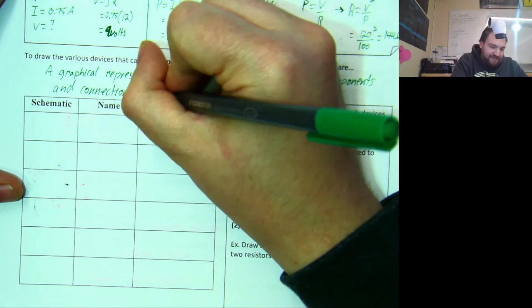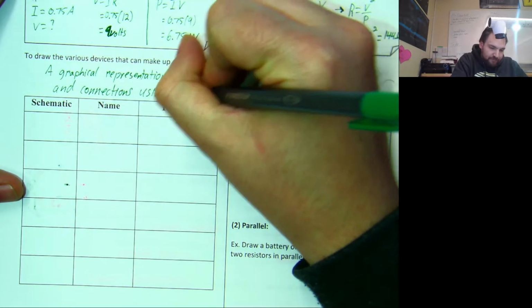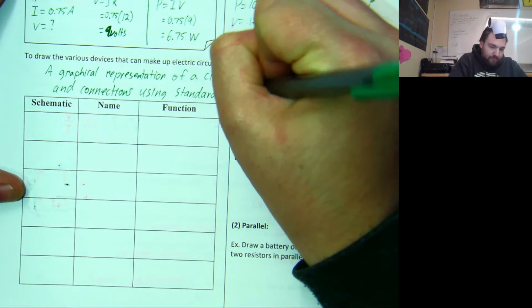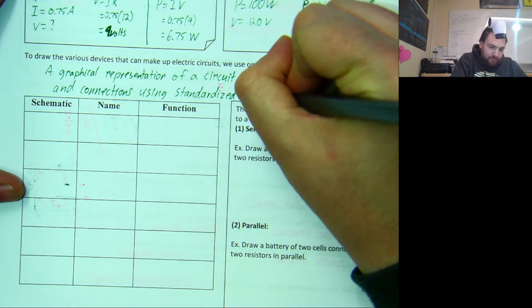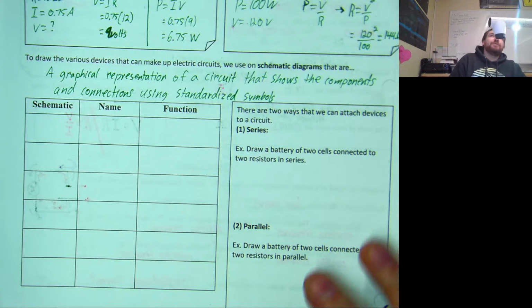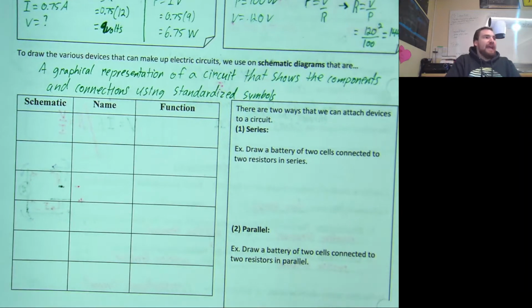That shows the components and connections using standardized symbols. So you should be able to take a schematic drawing, and once you understand what the symbols are, you could hand your schematic drawing to an electrical engineer from anywhere, and they should understand what you've got here. Again, just like math, or in chemistry, where we want to have standardized language that everyone can operate in, electrical engineering has this as well.